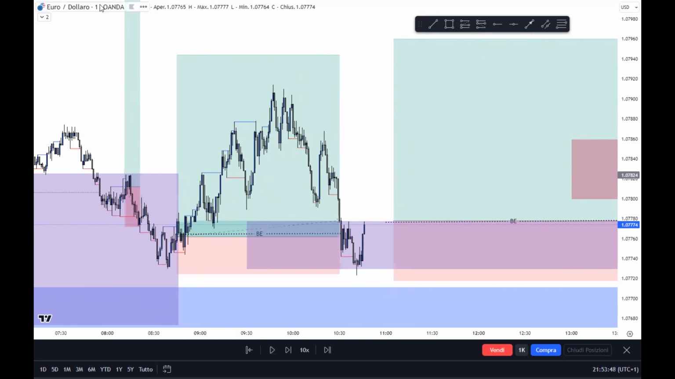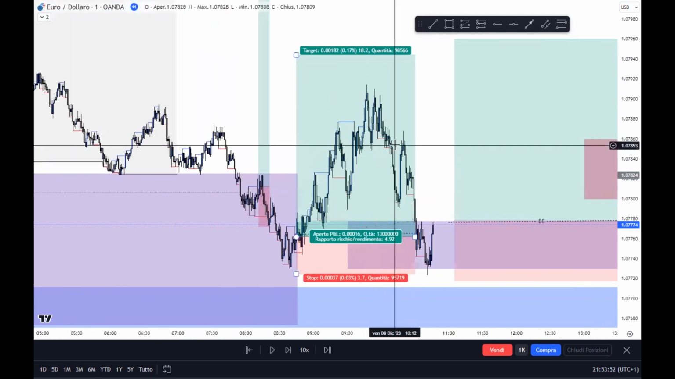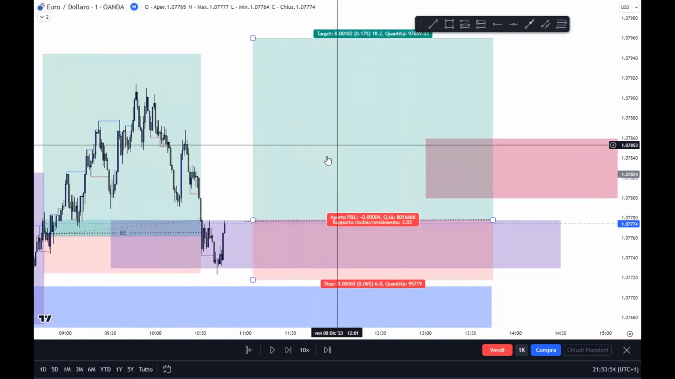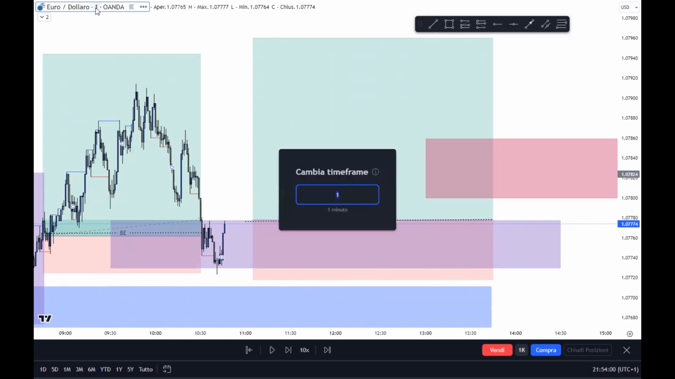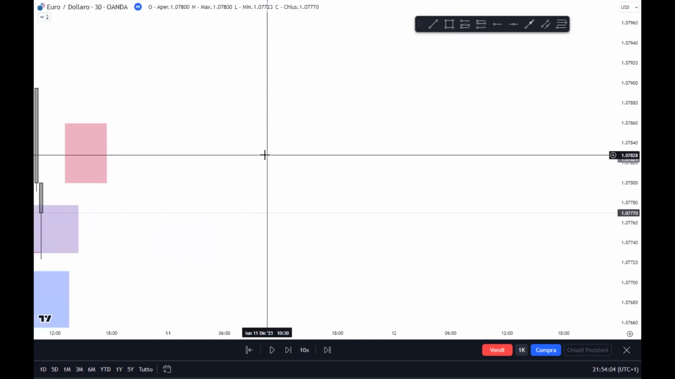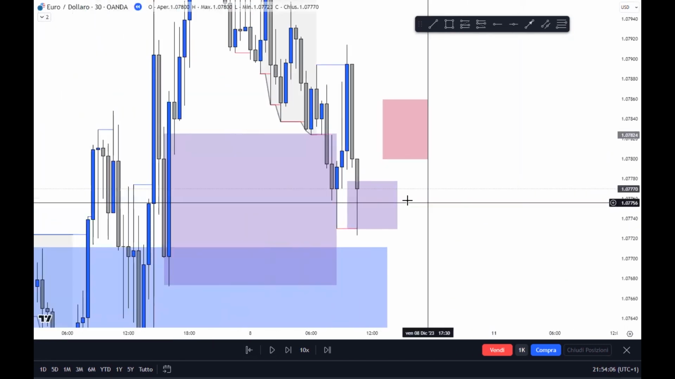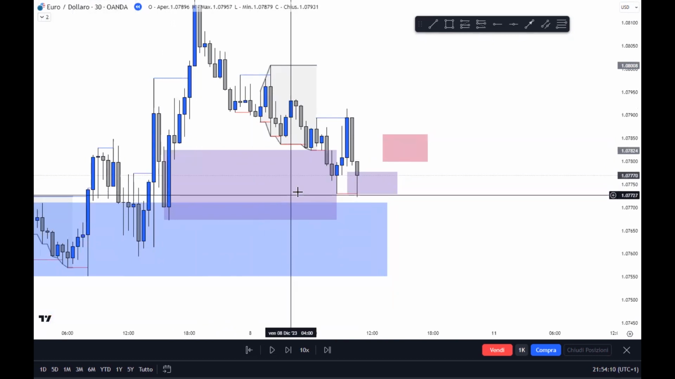Again, let's go back to the 30-minute and see why I took this other trade. Let me go back to the 30-minute, sorry, because remember, we are still bullish in the 4H time frame. And for me, this big OB was still valid.